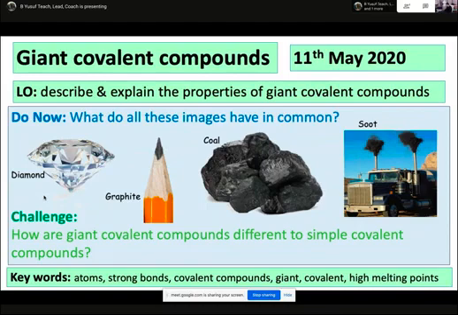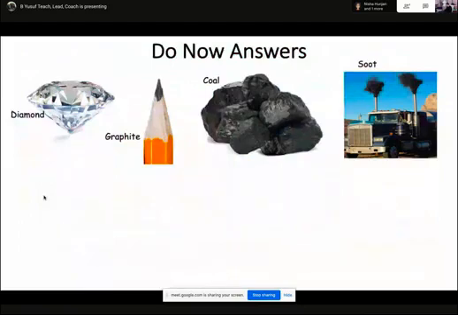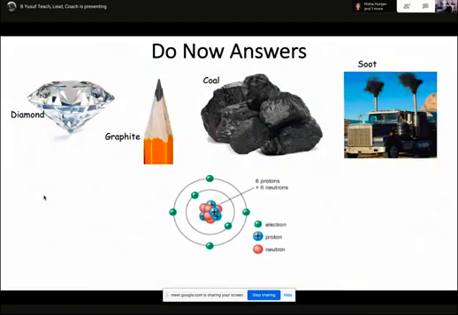So going back to the last of the odd one out questions, how could diamond be different to things like carbon dioxide and ammonia? You've got a list of keywords which you're going to be using and explaining in this session. So what did you think about the do now answer? What do they all have in common? Well, believe it or not, they are all different forms of carbon.